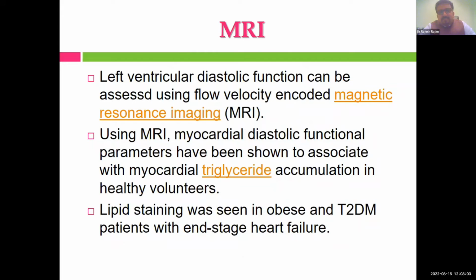For diagnosing this particular diabetic cardiomyopathy, we can use cardiac MRI. So the left ventricular diastolic dysfunction can be assessed using flow velocity encoded cardiac MRI. Using cardiac MRI, the myocardial diastolic functional parameters have been shown to associate with myocardial triglyceride accumulation in healthy volunteers. The lipid staining was also seen in obese and type 2 diabetes patients with end-stage heart failure.